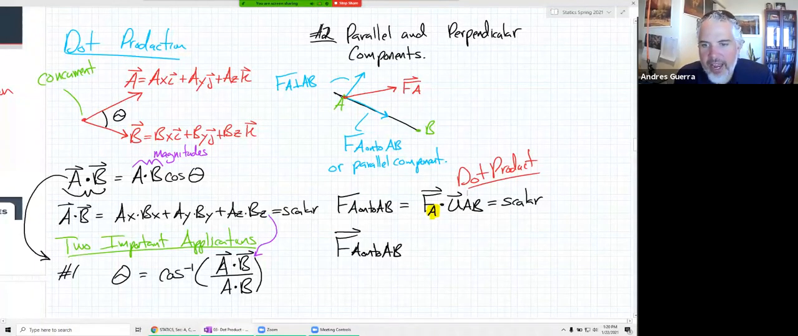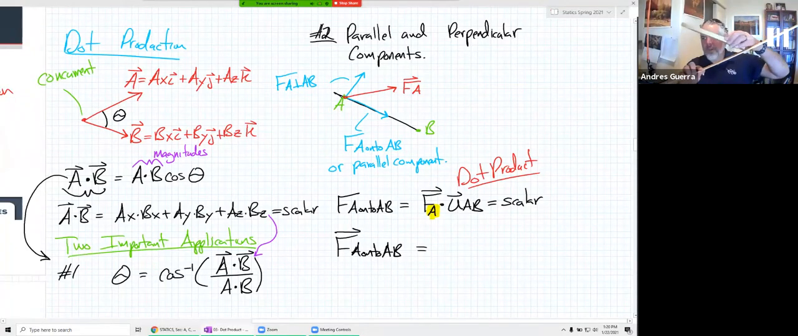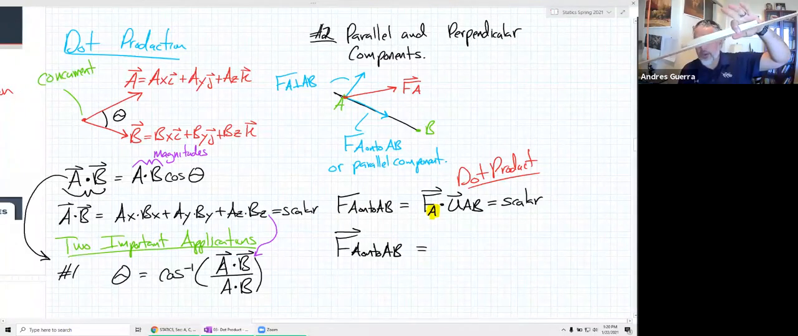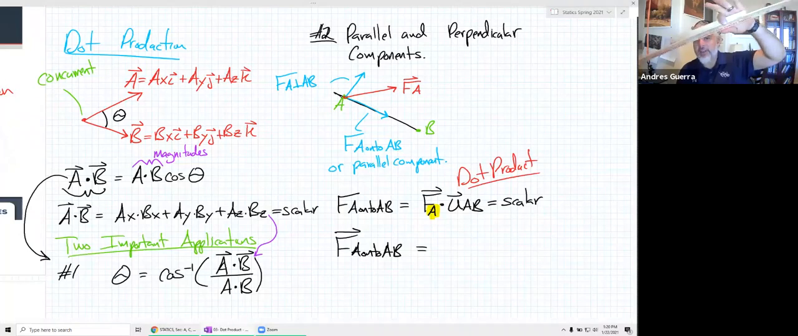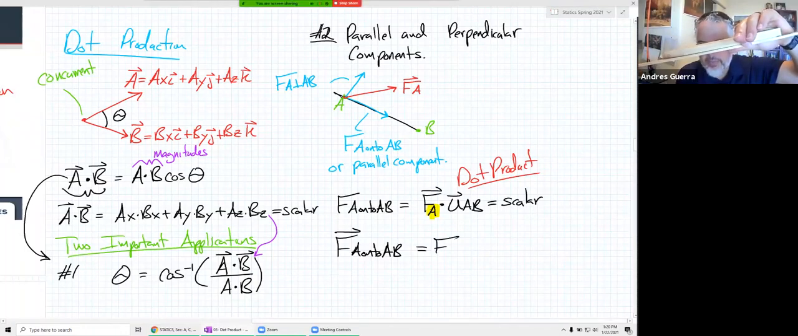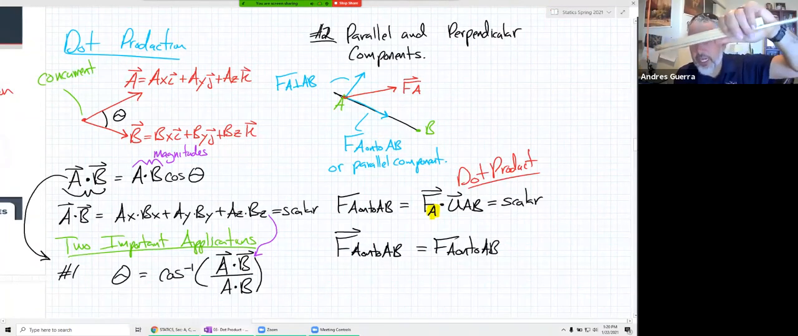Now, if I have this line from A to B, and I have this force vector FA, maybe it's 200 pounds. And then I found that there's 75 pounds going parallel to that line from A to B. How can I take that 75 pounds and convert it back into a vector? We started with a force vector and converted it into a scalar. What do I need to do with that magnitude, FA onto AB, to get it into a vector?